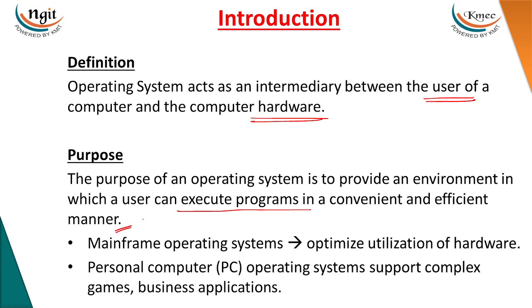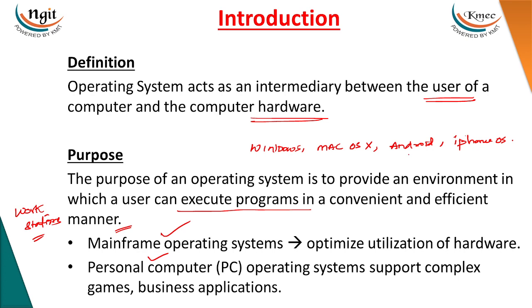So the different types of operating systems are: one, mainframe operating system; two, personal computers; and there are also workstations and mobile operating systems. So depending upon the device, we'll use the operating system. Examples of operating systems that are now used are Windows, then Mac OS, then Android, and for iPhones, there is iPhone OS.